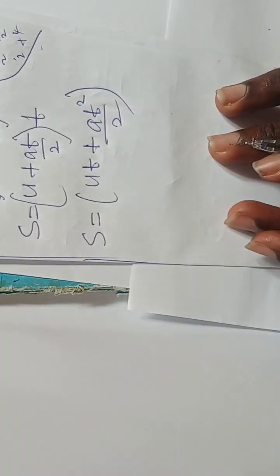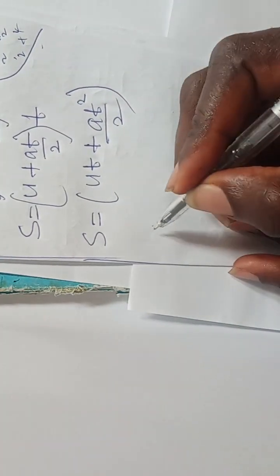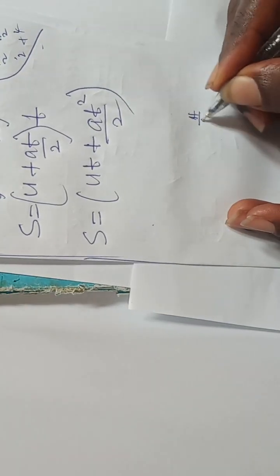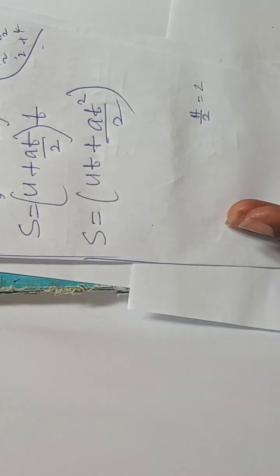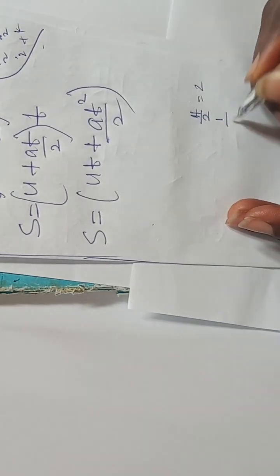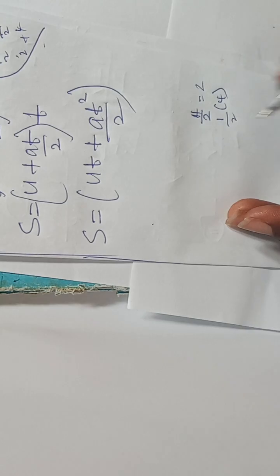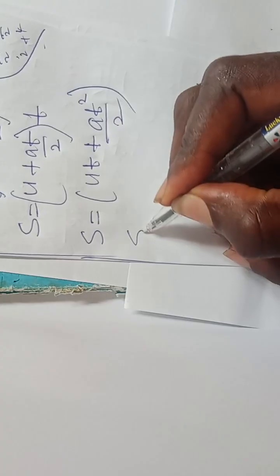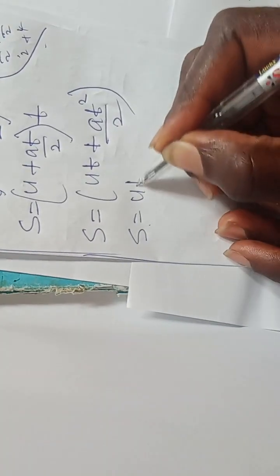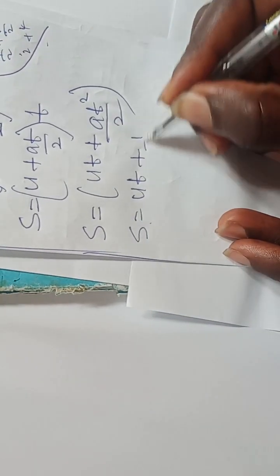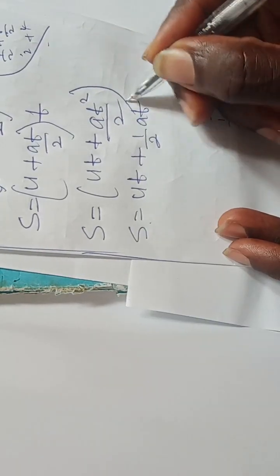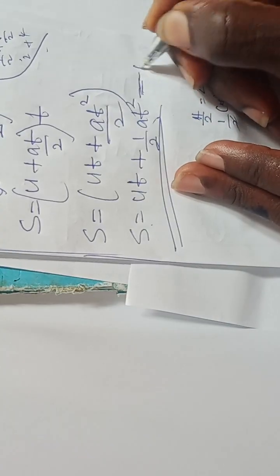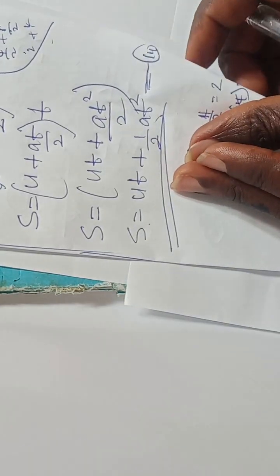So we have 1 over 2, the same thing as half into at square. So therefore, we are going to see s is equal to ut plus half at square. So that is our equation 3. I hope that is clear.